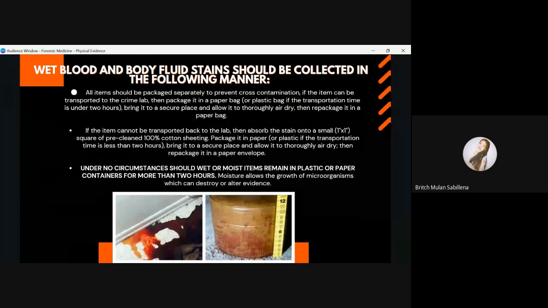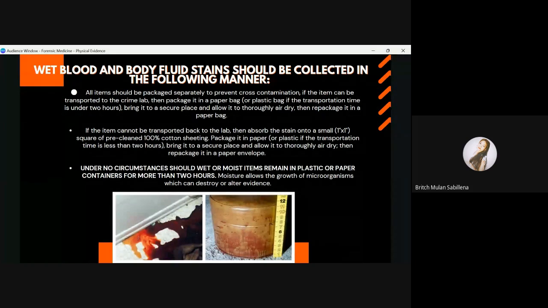Next, wet blood and body fluid stains should be collected in the following manner. Suppose that investigators arrive at the crime scene and find a wet blood stain on the carpet. Here is an example of how they might collect and package the wet blood stain.